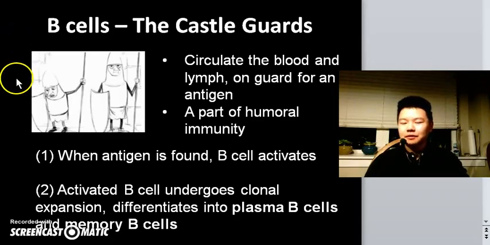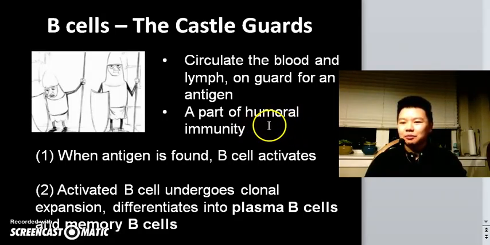So we're going to talk about the B cells first. And in our castle story, these are the castle guards. They are constantly patrolling on guard. They circulate the blood and the lymph on guard for an antigen. We say that they are part of humoral immunity because the humors are an old word for the fluid of the body. So the humors include the blood, the lymph, the extracellular fluid, basically everything that's not inside a cell.